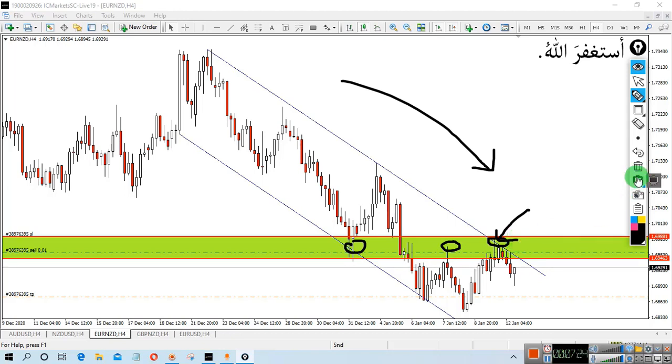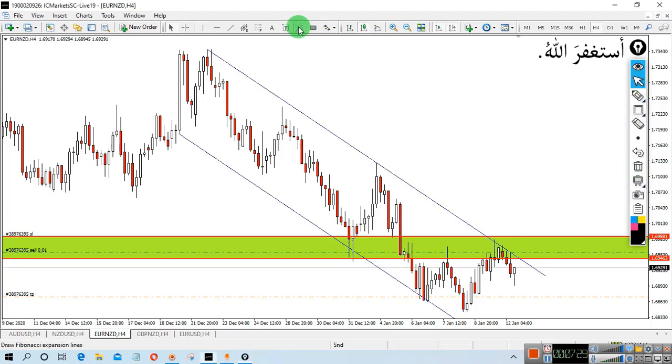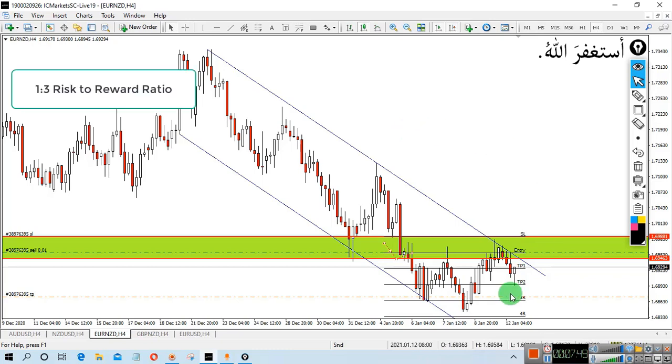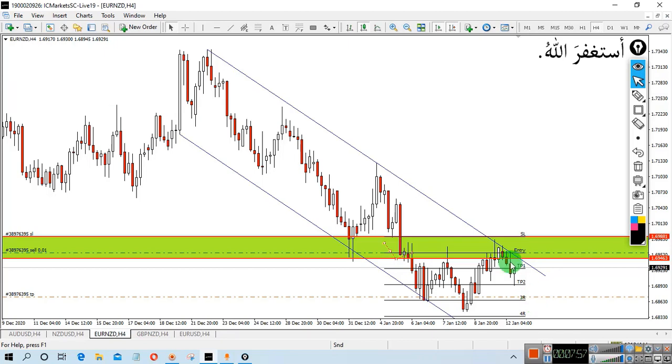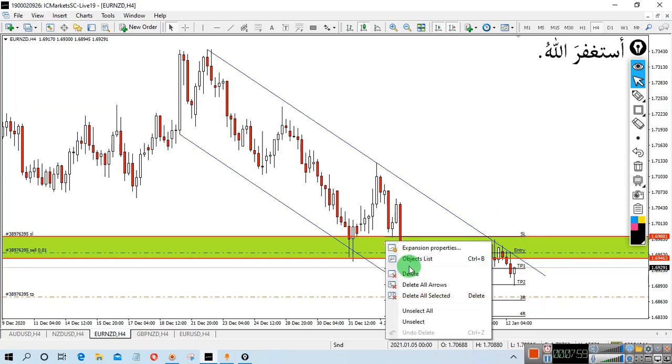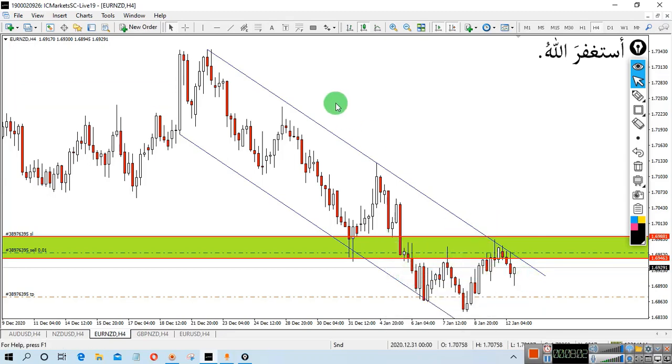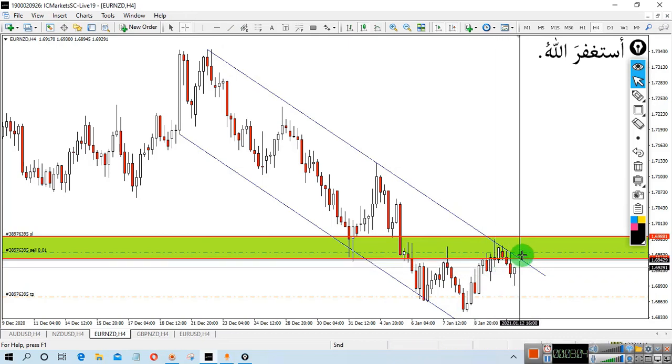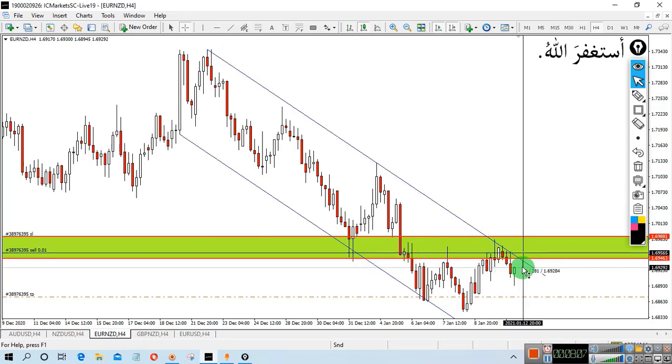So let's talk about the risk to reward ratio of this trade. Let me show you. Risk to reward ratio is quite decent. You can see that we have almost 1 to 3 risk to reward ratio. So this is a very good trade if it hits our take profit. Currently market is running 30 pips of profit, and it rejects back from this demand zone.